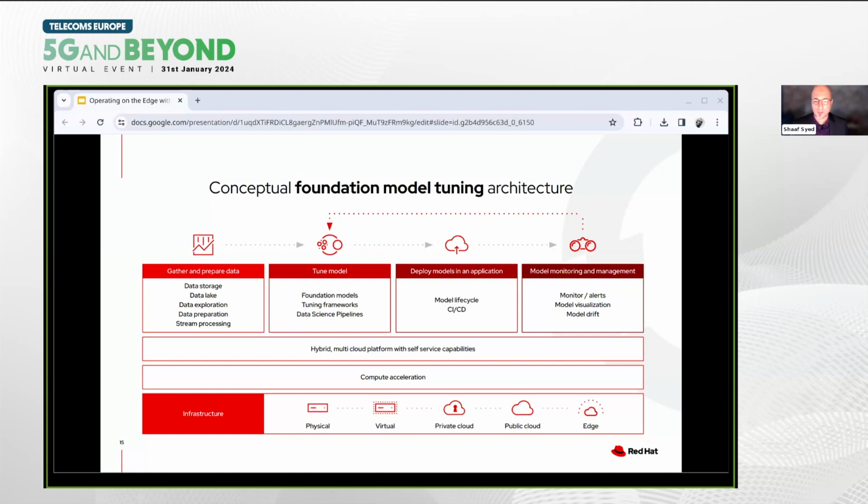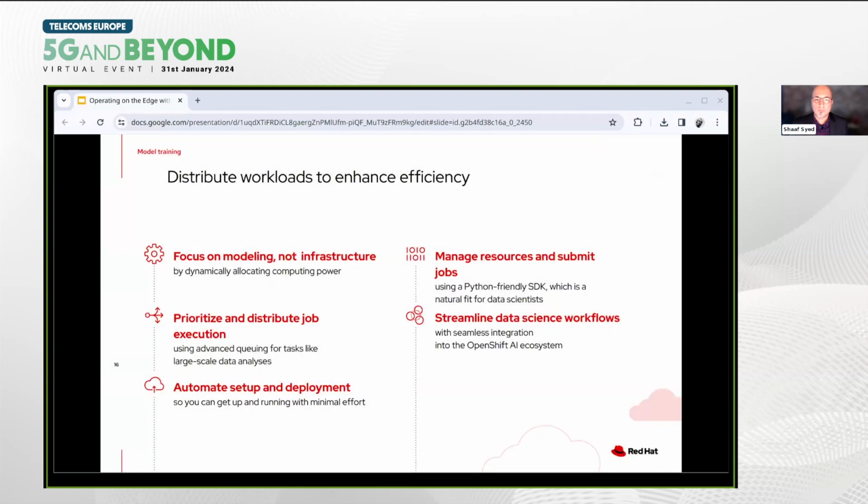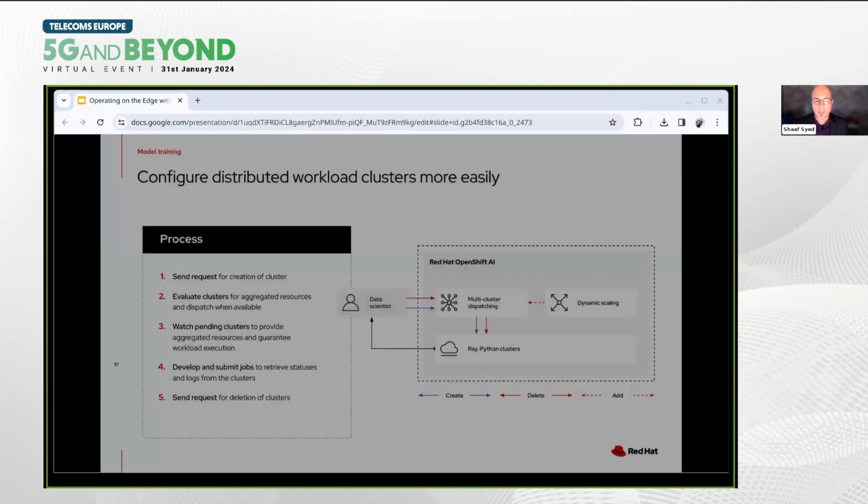And finally, visualization, that is also an important piece in this as well. So distributing workloads, enhancing the efficiency, you are looking at focusing on modeling and not infrastructure. The underlying platform should provide that dynamic allocation of your compute power. Whether you're using containers in Kubernetes, you need to be able to scale, to be able to have distributed jobs and executions, automate that setup, and then obviously streamline your data science workflow as well.